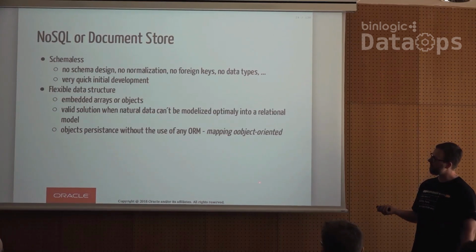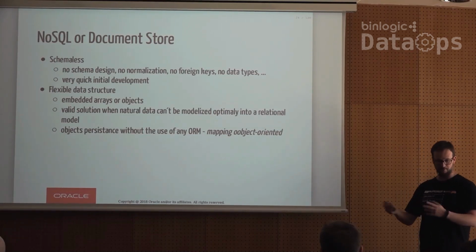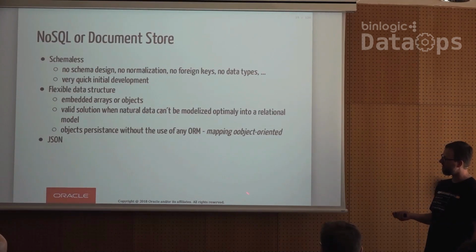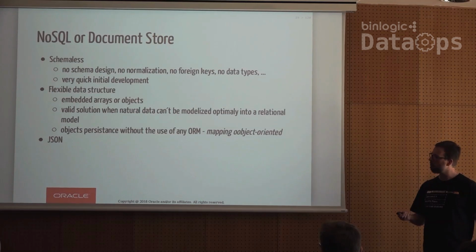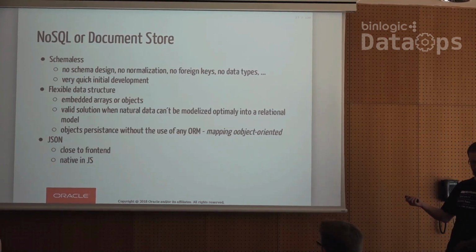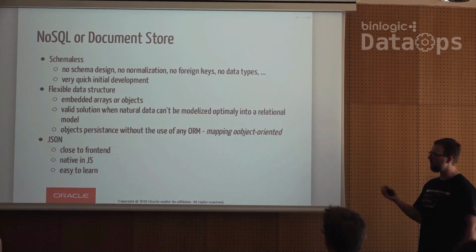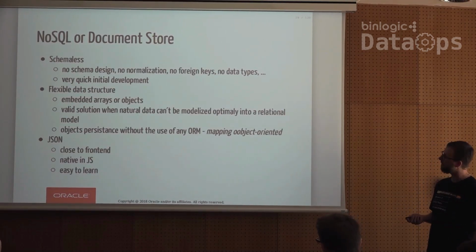And with document store, you can store your objects. So your application creates this object and stores it. There is no need to have this mapping to store the data. So it's very nice. And also you can use JSON. JSON document is very close to the front end. It's native in JavaScript, which is a very popular language currently. And also it's very easy to learn. So if you see a document, it's not complicated.